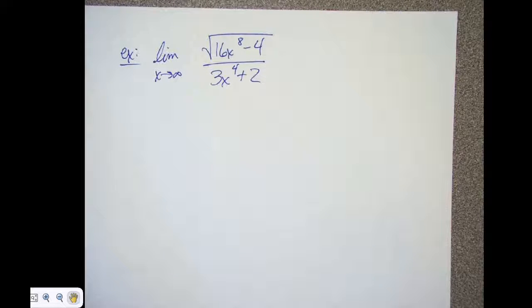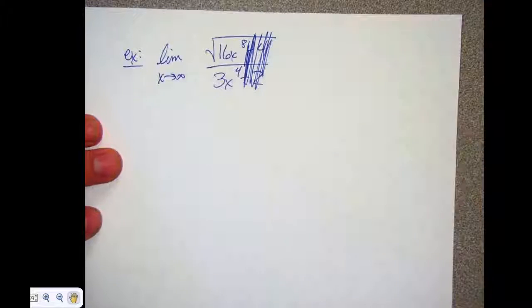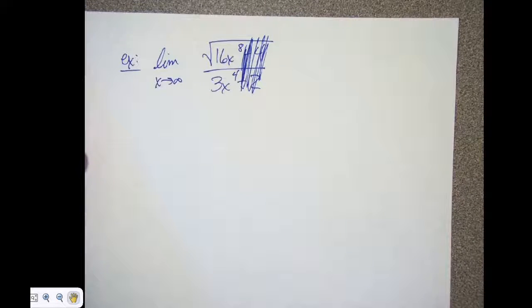Like, I don't know how to take the square root of 16x to the 8th minus 4. But I do know how to take the square root of 16x to the 8th. So these just basically cross them. What is the square root of 16x to the 8th? 4x to the what?